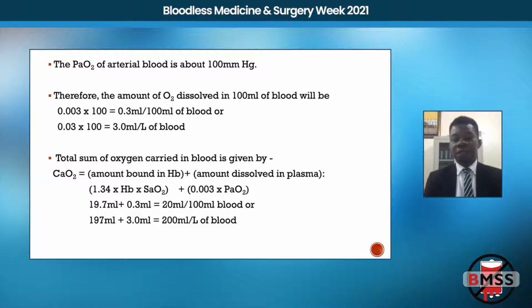Now, when we sum this up, the amount in hemoglobin and the amount dissolved in plasma, that will give us 200 ml per liter of blood. So we have 200 ml of oxygen in each liter of blood.